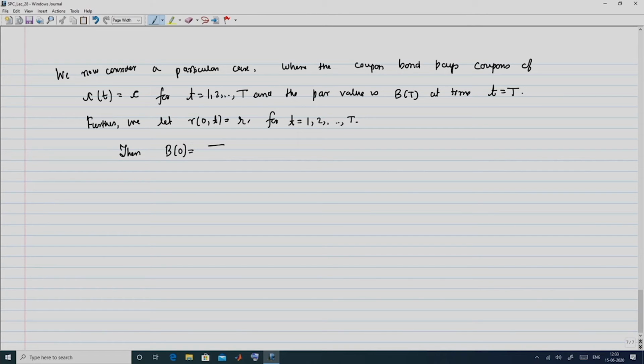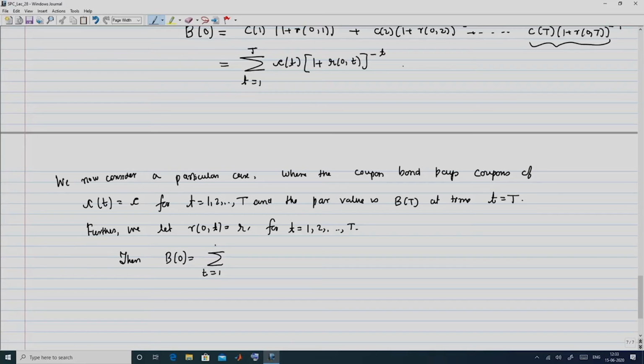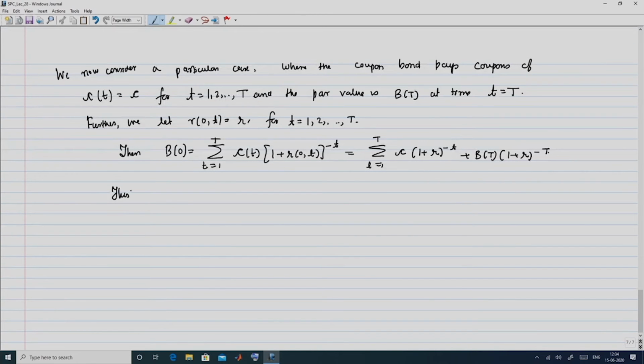Then B 0, what was B 0? So, B 0 was summation t equal to 1 to capital T of C of t into (1 plus R 0 of t) raised to minus t. So, in this particular case this becomes summation t equal to 1 to capital T C of t into (1 plus R) raised to minus t plus B of t into (1 plus R) raised to minus t.